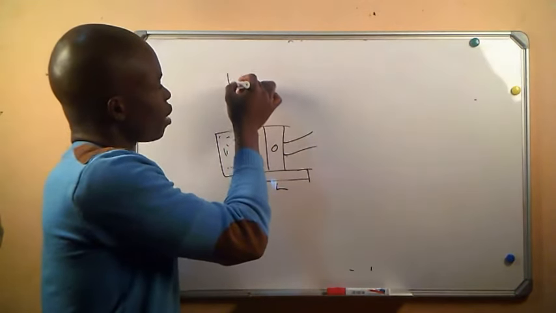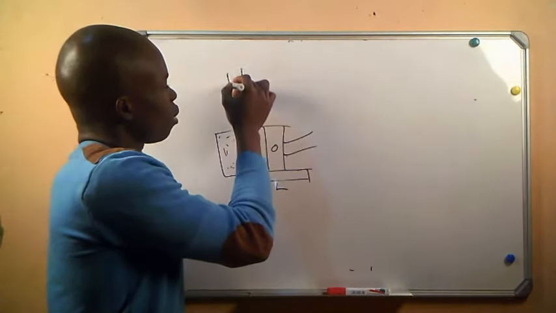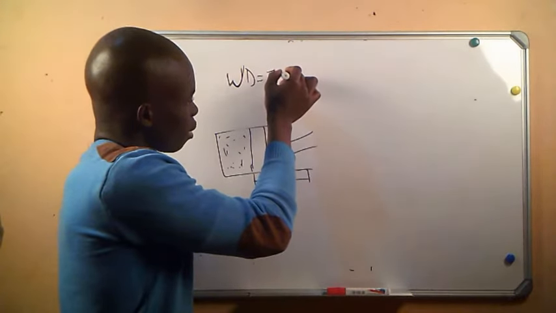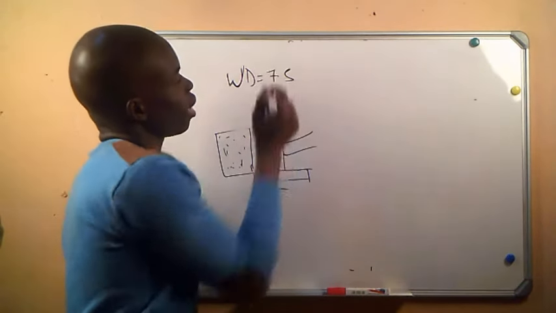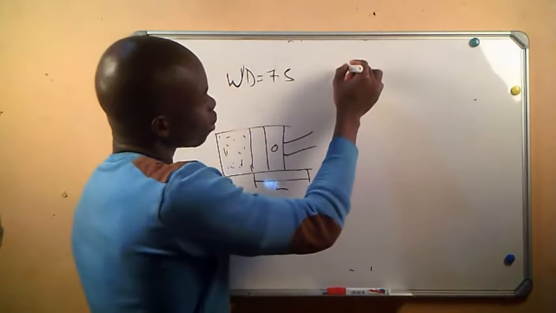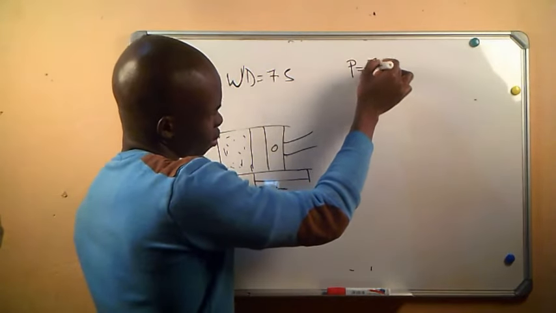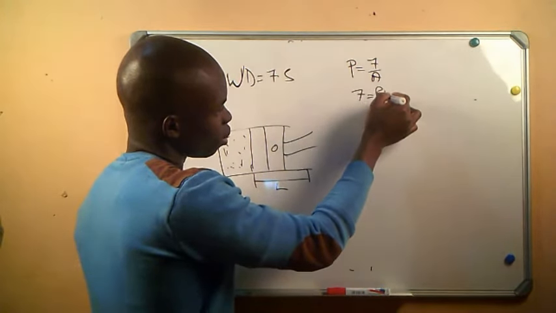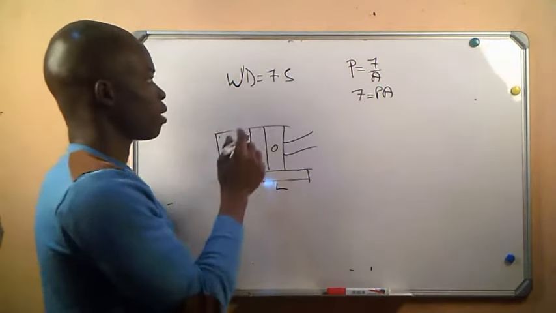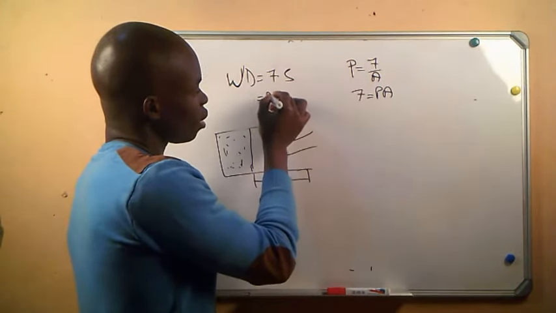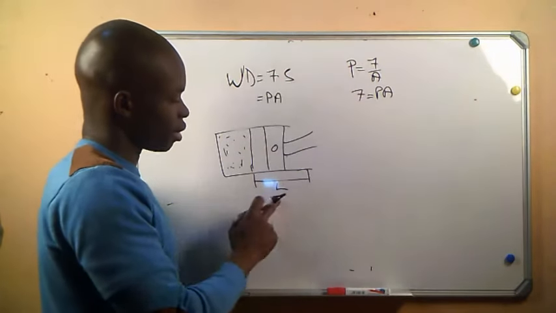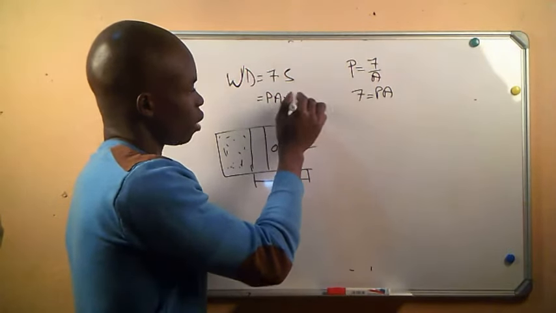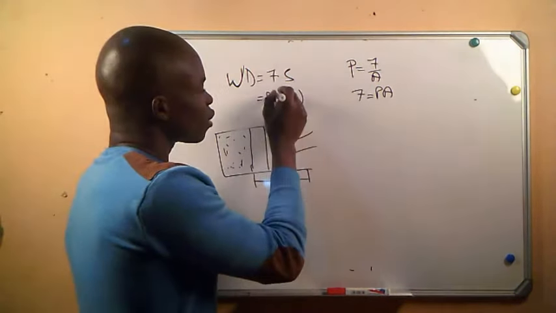So if we want to find the work done, we know that work done is equal to force times distance. From this equation, we know that F is equal to PA. Then we can substitute our F, which is PA, and our L is the distance moved by the piston, times L.